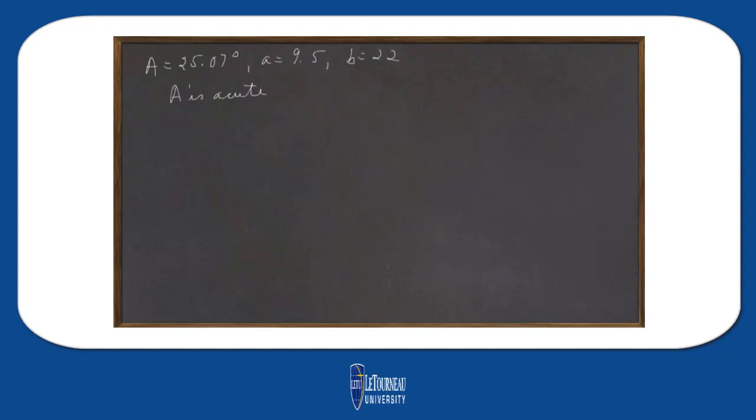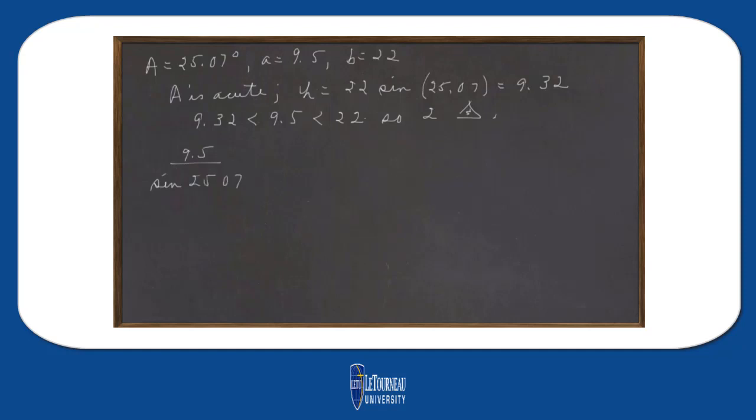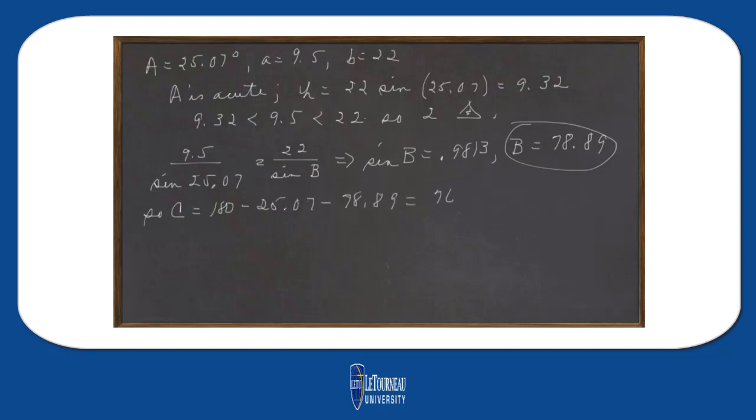A is 25.07. It's acute. h is 22 times the sine of 25.07, which is 9.32. 9.32 is less than 9.5, which is less than 22, so two triangles. 9.5 is to the sine of 25.07 as 22 is to the sine of B. Sine of B is 0.9813, so B can equal 78.89. If that's the case, then we subtract those two from 180, and C is 76.04, and we'll take time here to find the third side when we have angle B being 78.89.